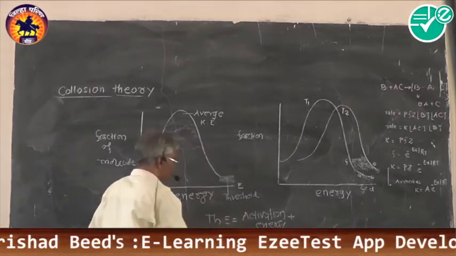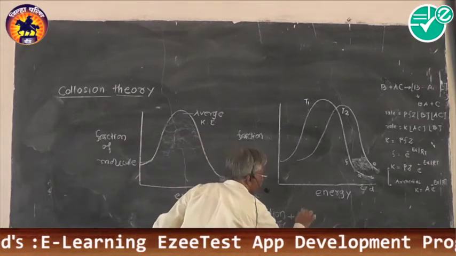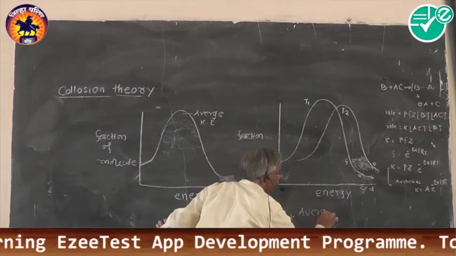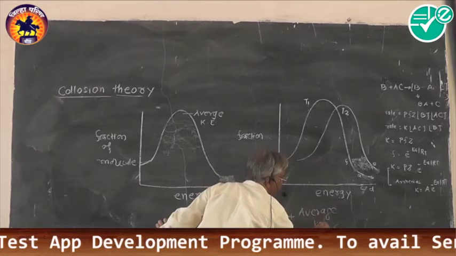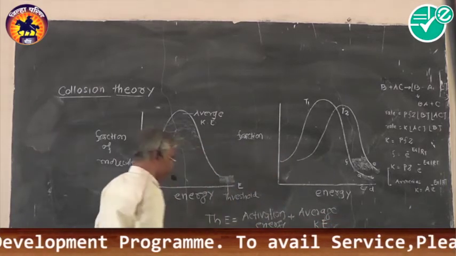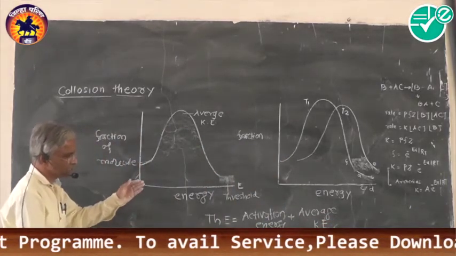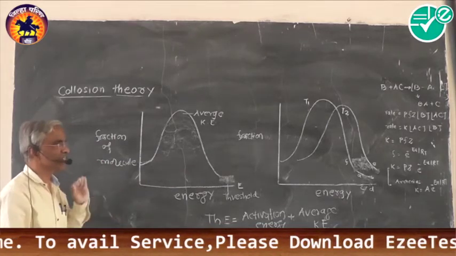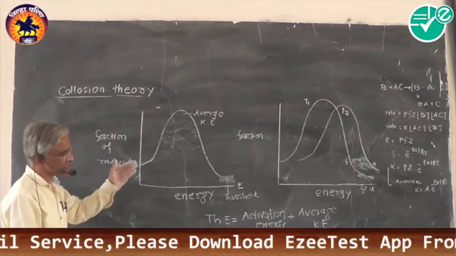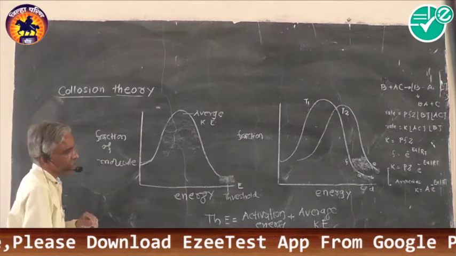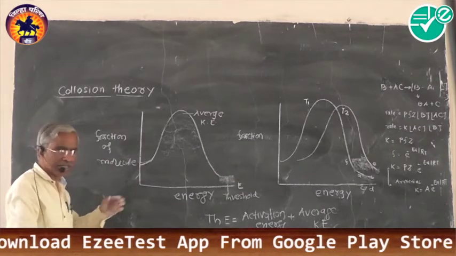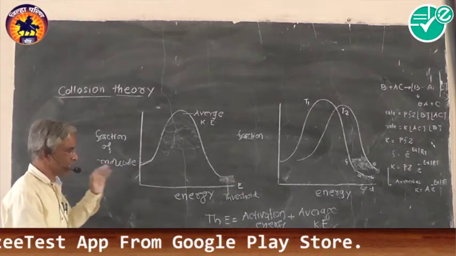plus average kinetic energy. So threshold is equal to activation plus average kinetic energy. With increase in temperature, average kinetic energy increases. It also results in increasing the threshold energy.